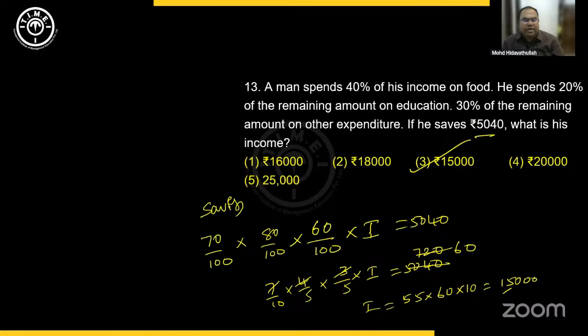I am spending 40%. That means I am saving remaining 60%. I am spending 20% of the remaining. That means I am saving remaining 80%. I am spending 30% of the total. That means I am saving 70% of the remaining income. Right? We can do like this. Right?